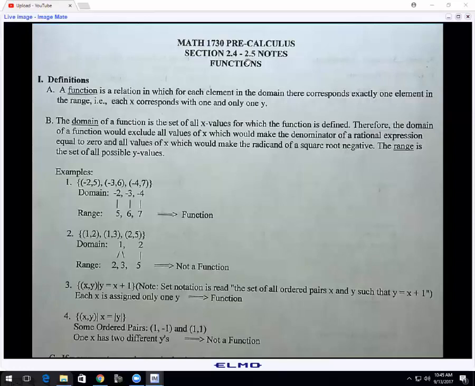The domain is the set of all x values for which the function is defined. What we have to watch out for, what blows up. The most common things that blow up functions are 0 in the denominator of a fraction, or a negative under a square root, or an even root.